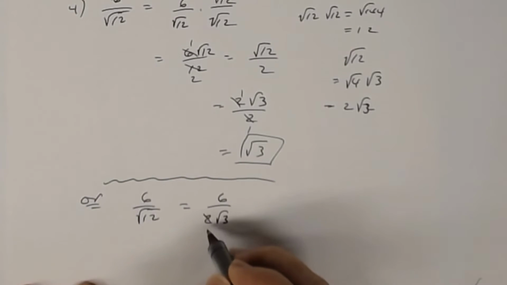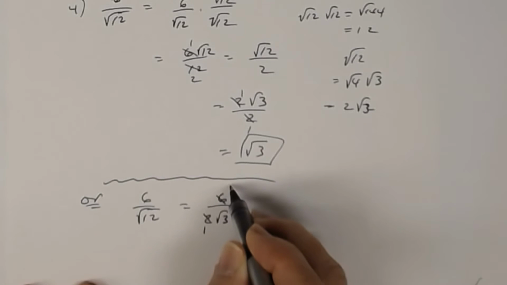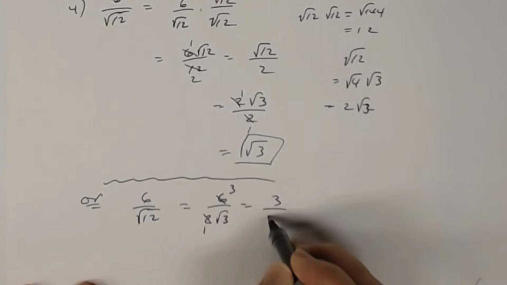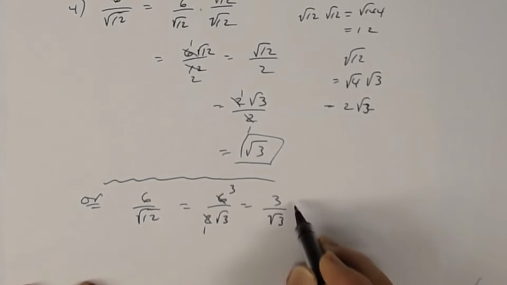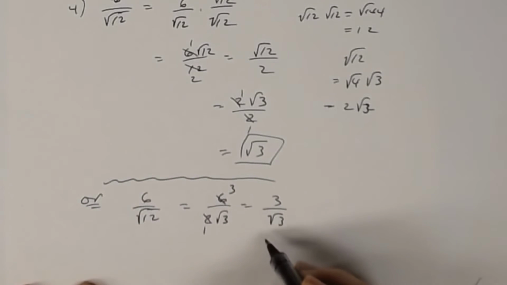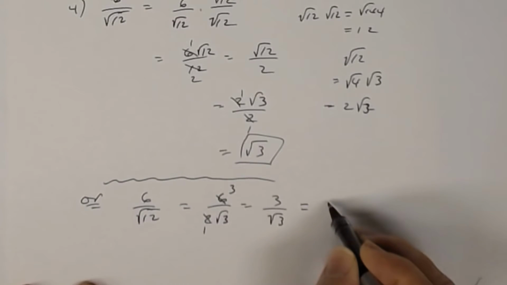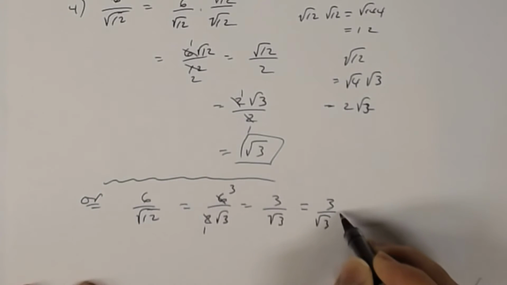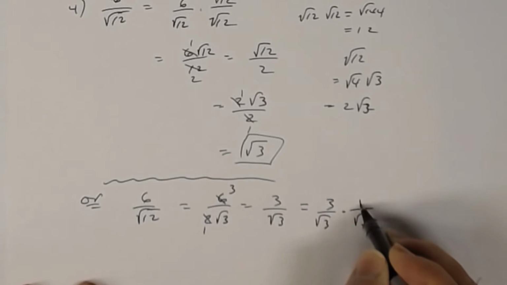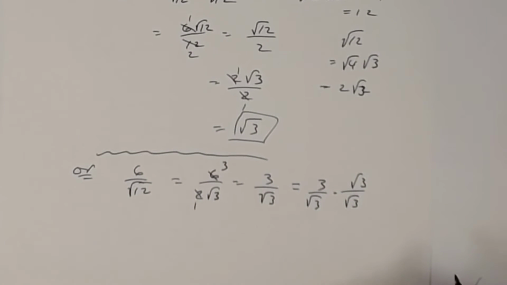You could have said 2 divided by 2 is 1, 6 divided by 2 is 3, so you get 3 divided by the square root of 3. And then let's go ahead and rationalize the denominator. So when I rationalize the denominator, I'm going to rewrite this over. I'm going to multiply both numerator and denominator by that square root of 3.